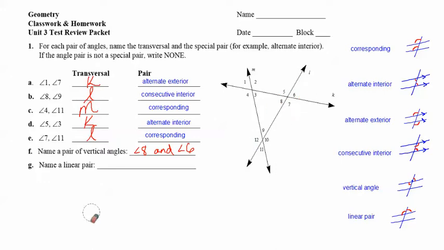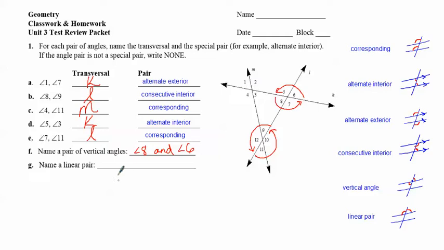Now they're asking you to find a linear pair. Many linear pairs. For example, 9 and 12 form a linear pair here. So do 11 and 10. So do 8 and 7. So do 6 and 5. So on and so forth.